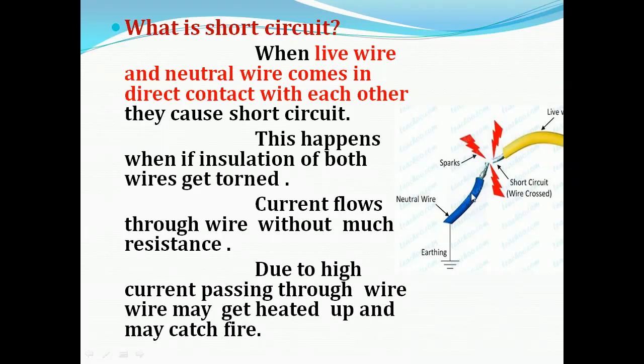So what is meant by short circuit? When the live wire and neutral wire come into direct contact with each other, they cause a short circuit. This happens when the insulation of both wires gets torn, or when there is a fault in the electric appliance. In such a situation, the current in the circuit abruptly increases. This is called short circuiting.